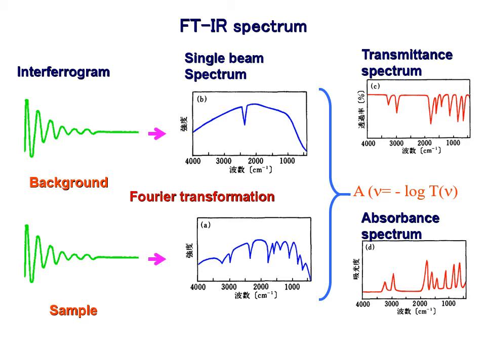If you take the ratio of these two, you can get the spectrum of transmittance, I over I0. In addition, the transmittance can be converted into an absorbance spectrum using this formula.